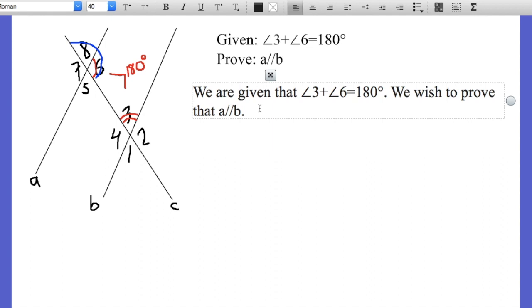So we observe that angle 6 plus angle 8 equals 180 degrees. We have 3 and 6 equal 180, given. We have 6 and 8 equals the very same 180. So they have 180 in common.